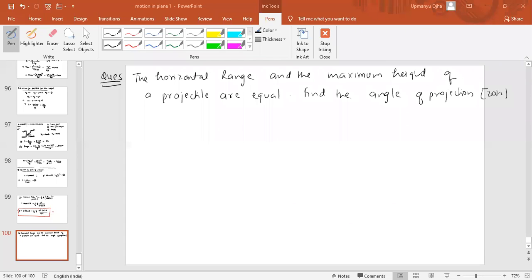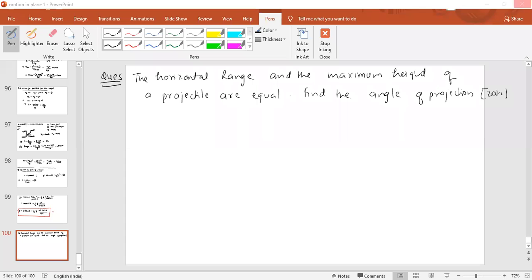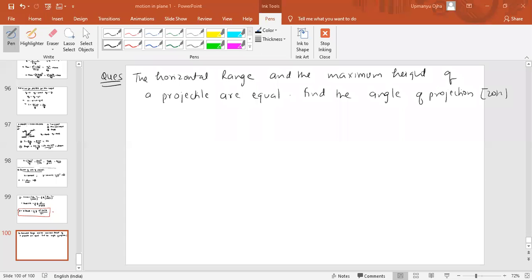Are you all solving, or just like this only you are doing? 76 degree approx. How did you get 76? Are you getting something like tan inverse of 4? Yes, very good. Correct. The answer is tan inverse of 4.